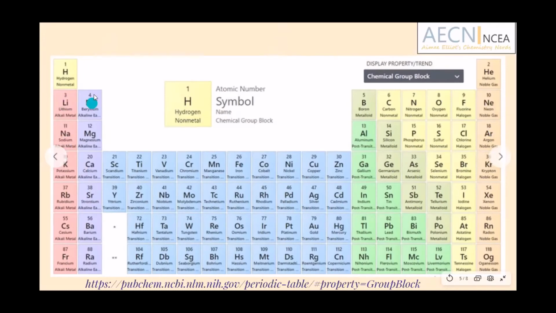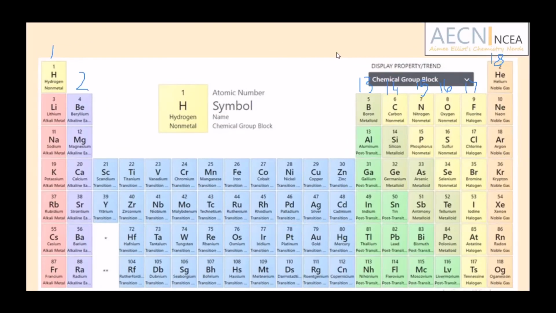Our vertical columns running down are called groups. So we have group 1 and group 2 on the left-hand side, and then group 13, 14, 15, 16, 17, and 18 on the right-hand side. However, when we get to the right-hand side, I always say it's easier just to ignore the 1 in front of each number, or just scribble out the 1. So we have group 3, 4, 5, 6, 7, and 8 on the right-hand side.